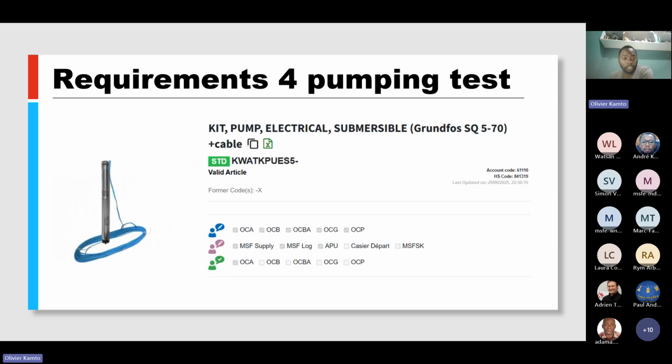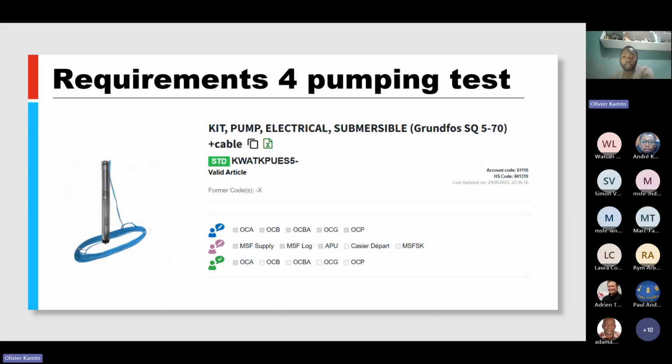Then, as was mentioned as well, we also have the pump, which is definitely very important for the pumping test, because this is what is going to be able to draw water from inside of the borehole or the well and send it to the surface. And definitely we would need, associated to the pump, the power cable, the rising main, the generator, the discharge hoses, etc. This is an example of a pump which we have inside of our catalog.